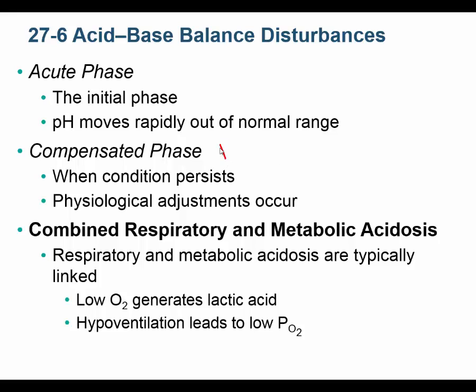Then I have this compensated phase where my pH can come back to normal. It actually can come back to normal, but you can look at an arterial blood gas, ABG, and you can tell, even though the pH is normal, that something bad's going on and they're actually compensated.